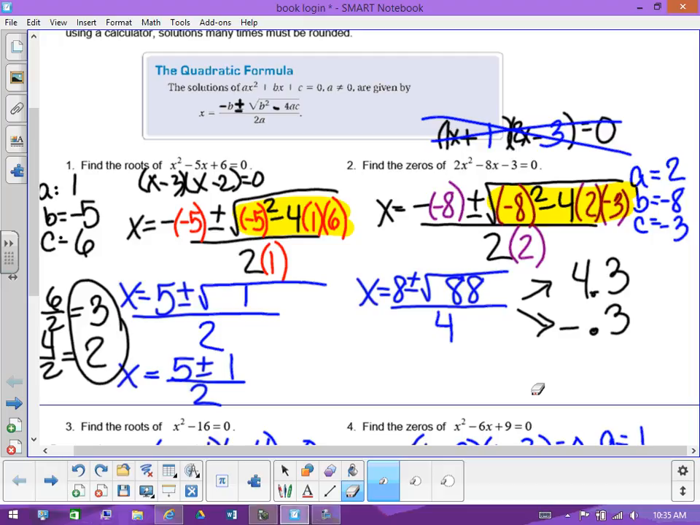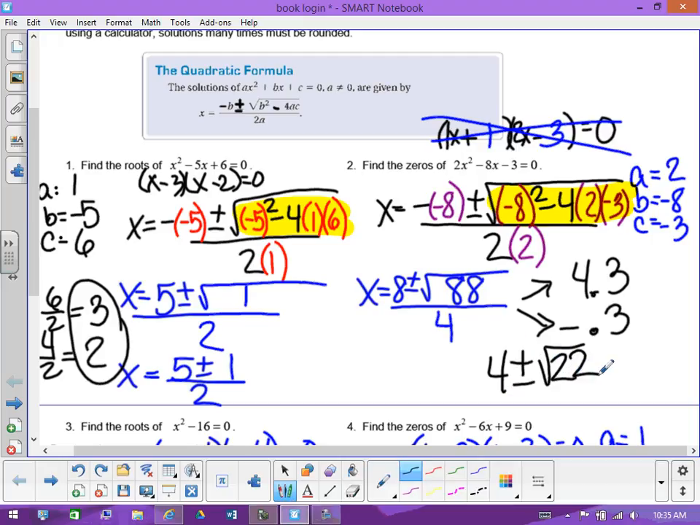Oh, you made me write the dogs in it. Remember which one's in here before. 4 plus or minus the square root of 22. And I think it's going to be over 2. Okay, that doesn't look like what we got.